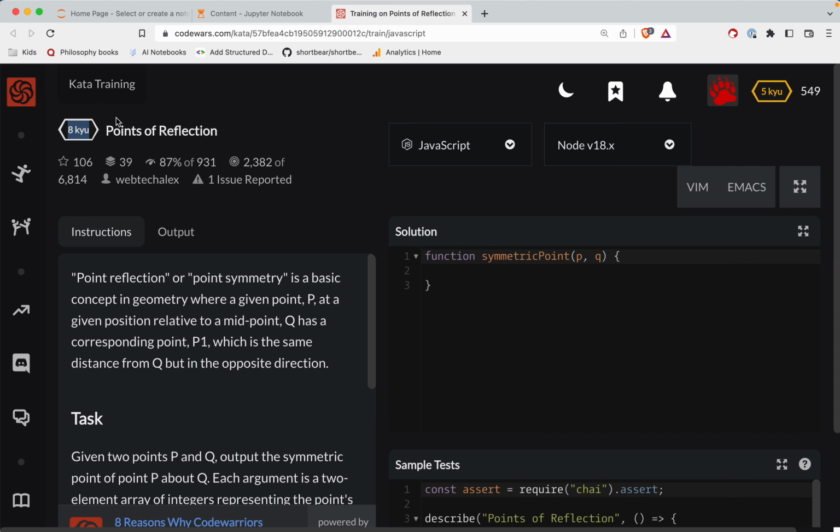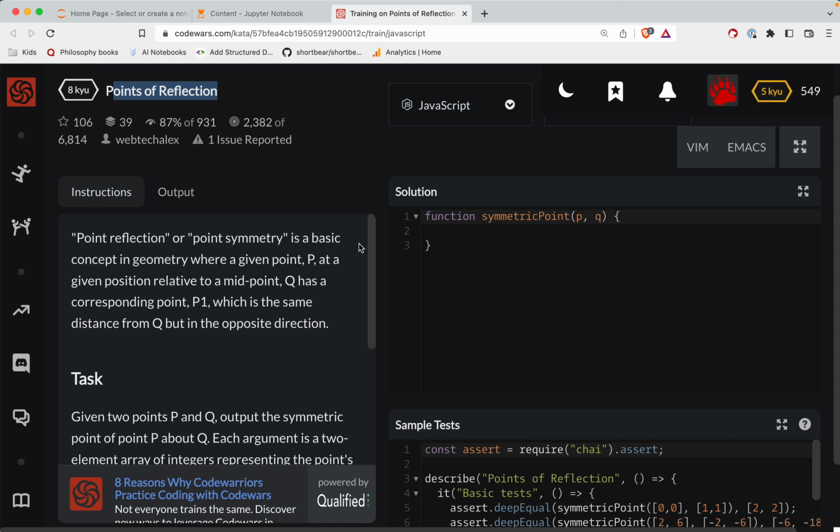This one's a level 8. We're doing it in JavaScript. It's called Points of Reflection. As always, there's a link to the challenge in the show notes. Try it out before watching. You've always got this to fall back on. And let's get to it.